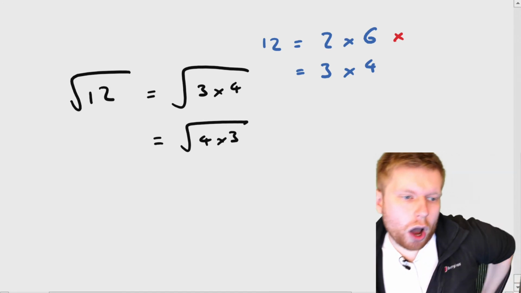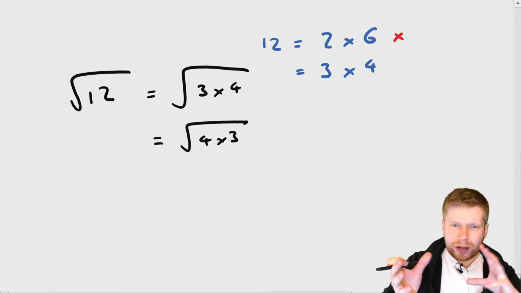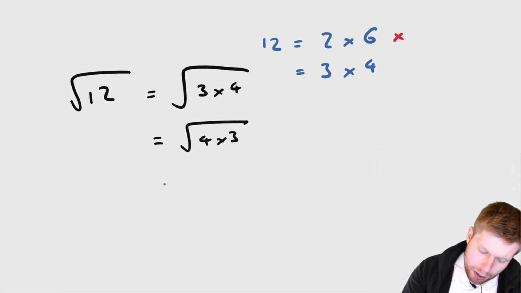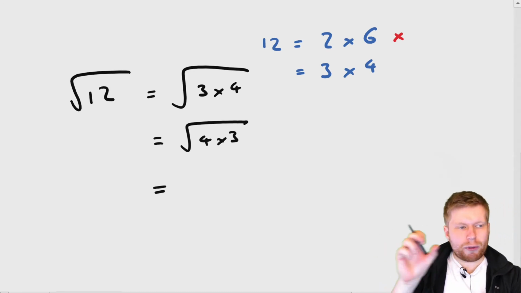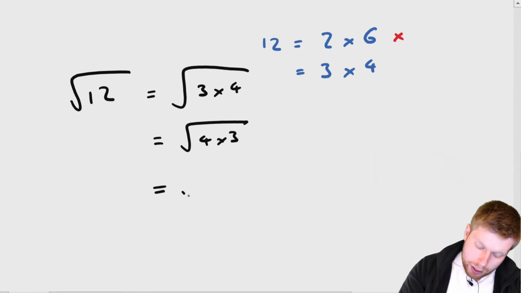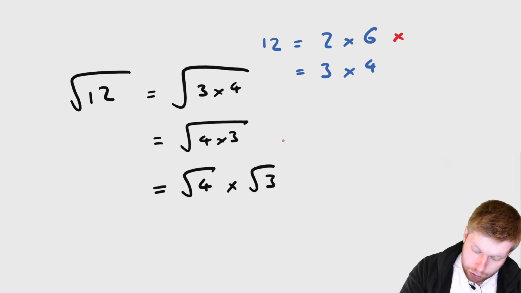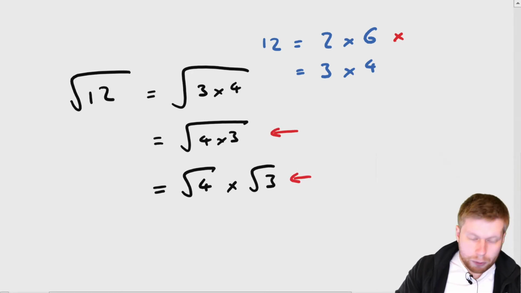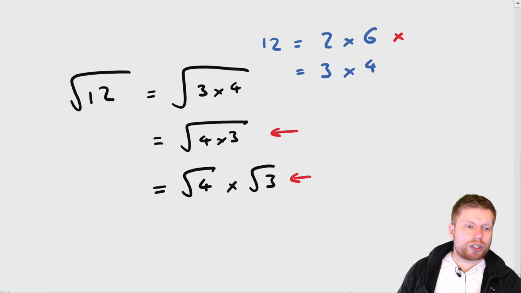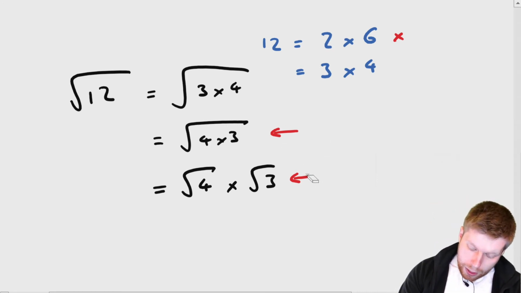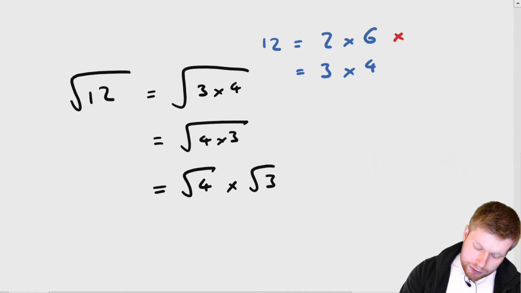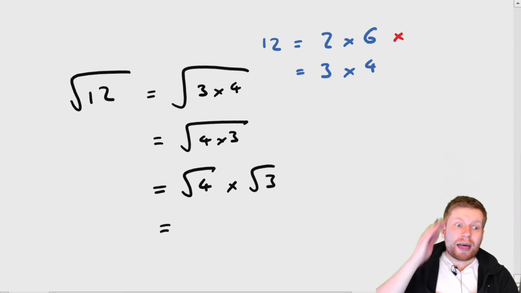Now, the way this works, and you will be able to prove this later on when you look at indices, I can basically separate this into two square roots. So I can have the square root of 4 and the square root of 3 and still multiply. Okay, so you notice all I've done here is separate the 4 and the 3 into two separate square roots. The reason being is because now I've done that, I can say, square root of 4, that's 2.